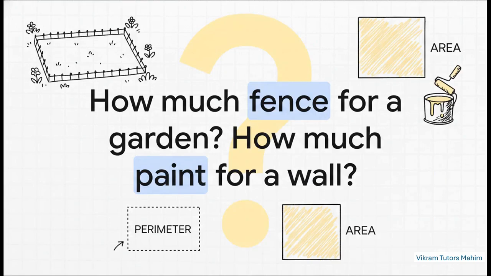I mean, think about it for a sec. How much fence do you actually need for a garden? Or how much paint do you need to cover a wall? These aren't just abstract math questions from a textbook. These are real-world problems. And the solution? Well, it's all about understanding two simple but super powerful geometric concepts.